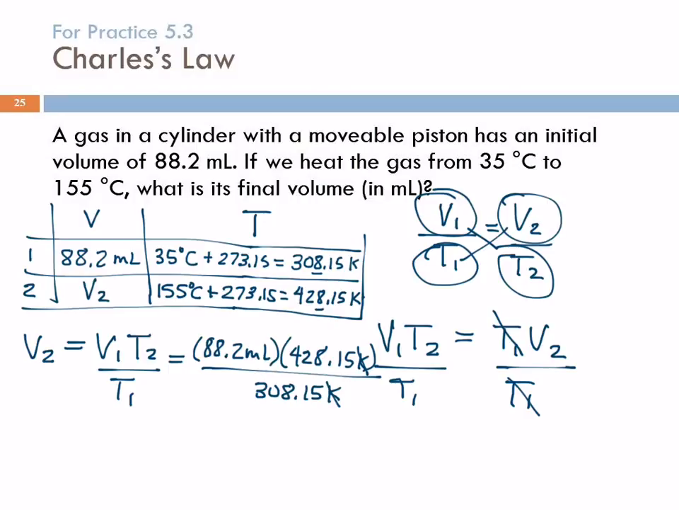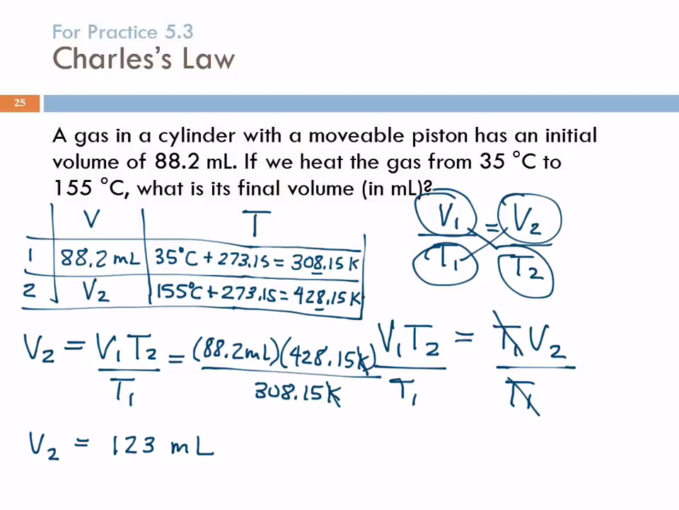88.2 times 428.15 divided by 308.15 equals, how many significant figures should I give? 3. So 123, and the unit is milliliters.